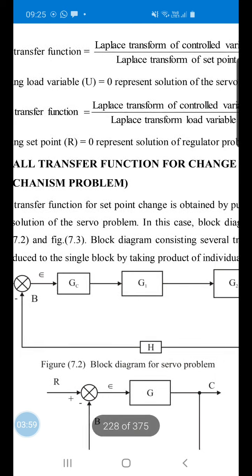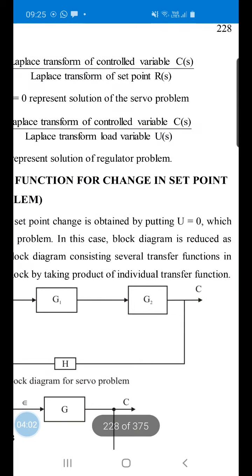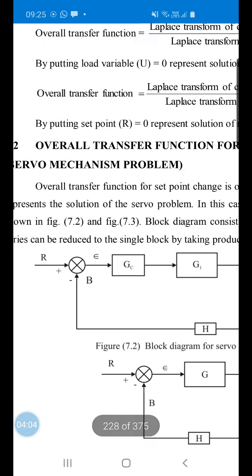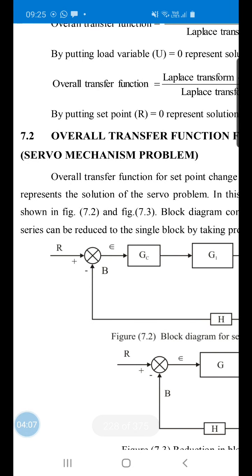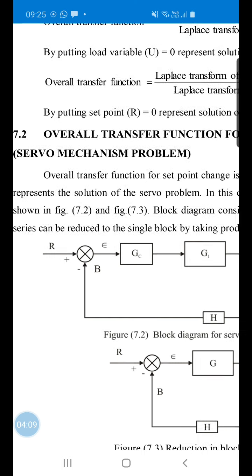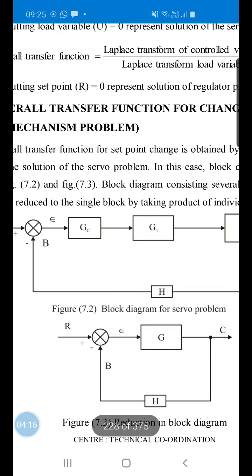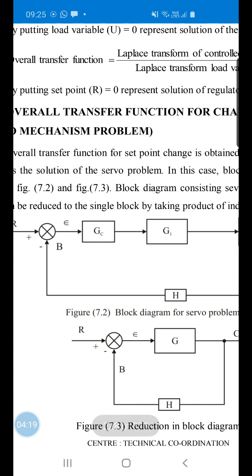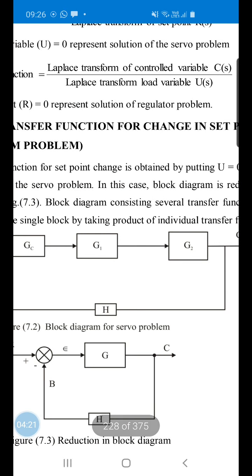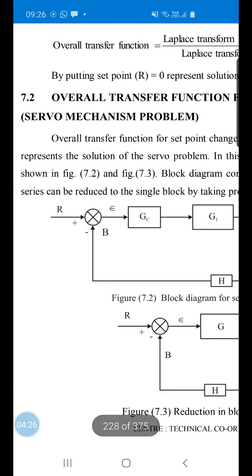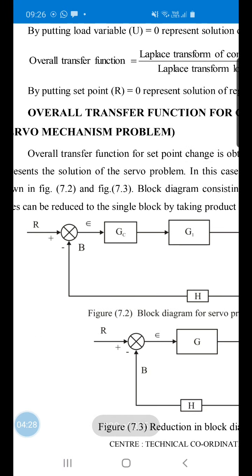Now we will discuss the overall transfer function for set point change. Set point change means the servo problem. Now we are going to reduce the block diagram and find the final overall transfer function. The overall transfer function for set point change is obtained by putting U equal to 0. We put U equal to 0 in the previous block diagram, and it represents the solution of the servo problem. In this case, the block diagram is reduced and shown in the following manner.